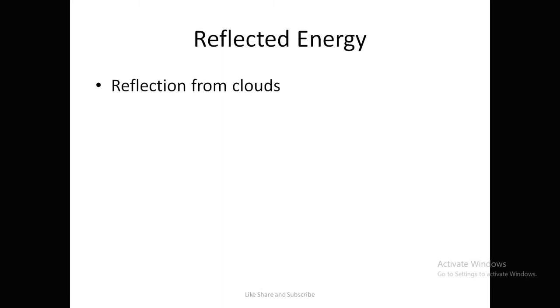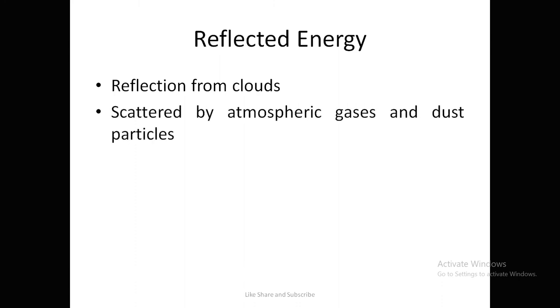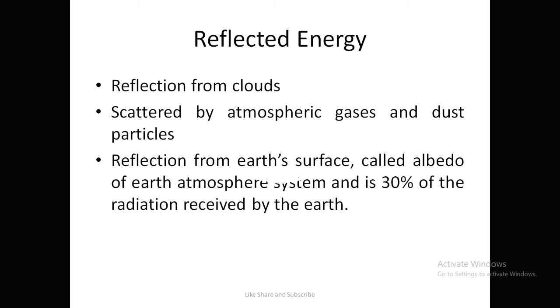Reflected energy. So how do we get reflected energy? Reflection from clouds, scattering by atmospheric gases and dust particles, and reflection from the Earth's surface. This is called the albedo of the Earth-atmosphere system, and it is 30% of the radiation received by the Earth. Clouds reflect energy back, some scattered energy is reflected back, and reflection from the Earth's surface is also there. Around 30% of the solar radiation received by the Earth is reflected back.